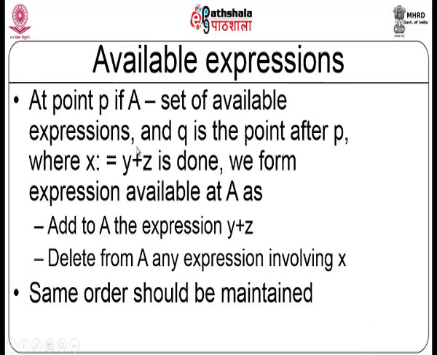So, you have a set of available expressions and Q is a point. For example, at point P you have something, and supposing at the next point Q you have this expression available. Now, at this point what we do is we have to add y plus z to the available expressions list and then delete from A the expression involving x as one of the operands.